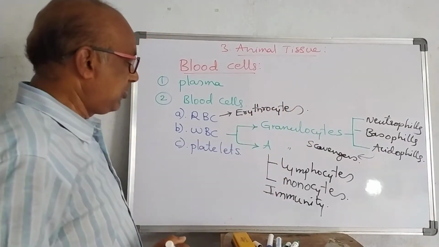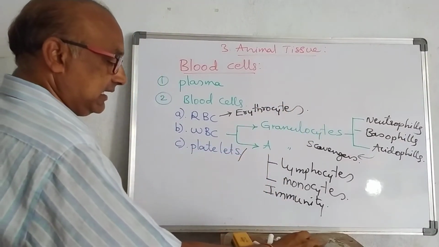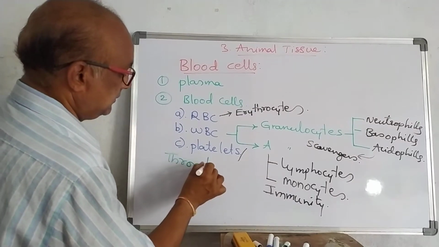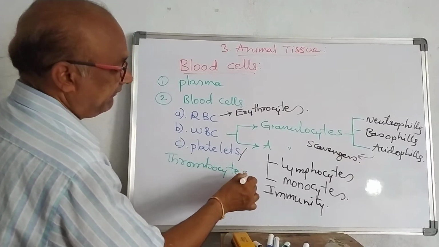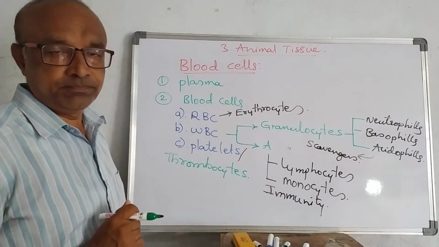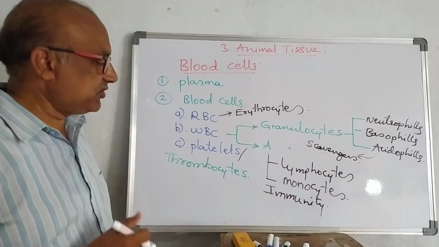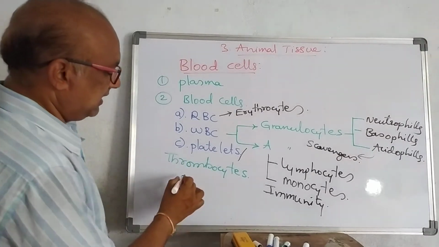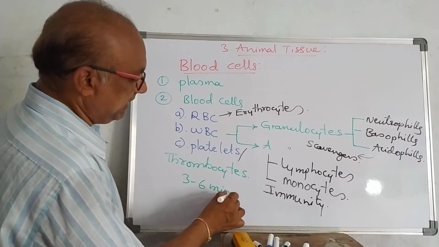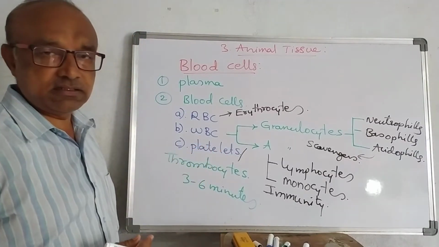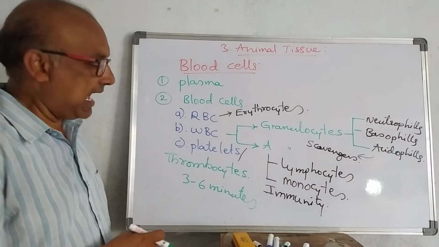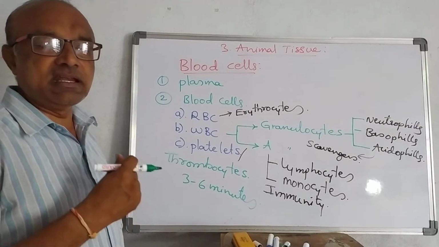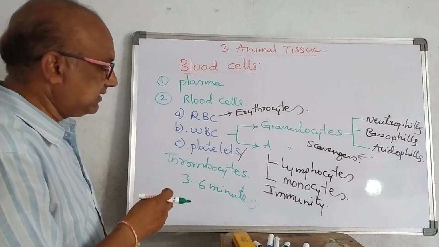The next, last but not least, platelets, are also called thrombocytes. They are mainly meant for clotting of blood when there is a small injury to our body parts. When a person is sharpening a pencil with a razor blade, unfortunately one cut happens to the finger, and after 3 to 6 minutes the blood will be clotted because of the platelets, or we can say the thrombocytes. These thrombocytes accumulate and surround that injured portion and release certain enzymes and make the clotting.